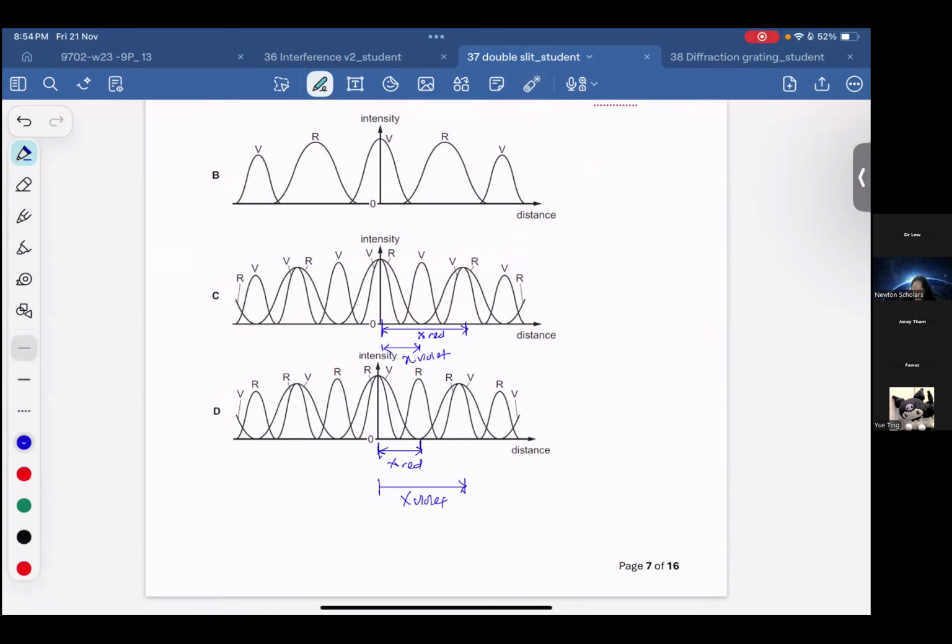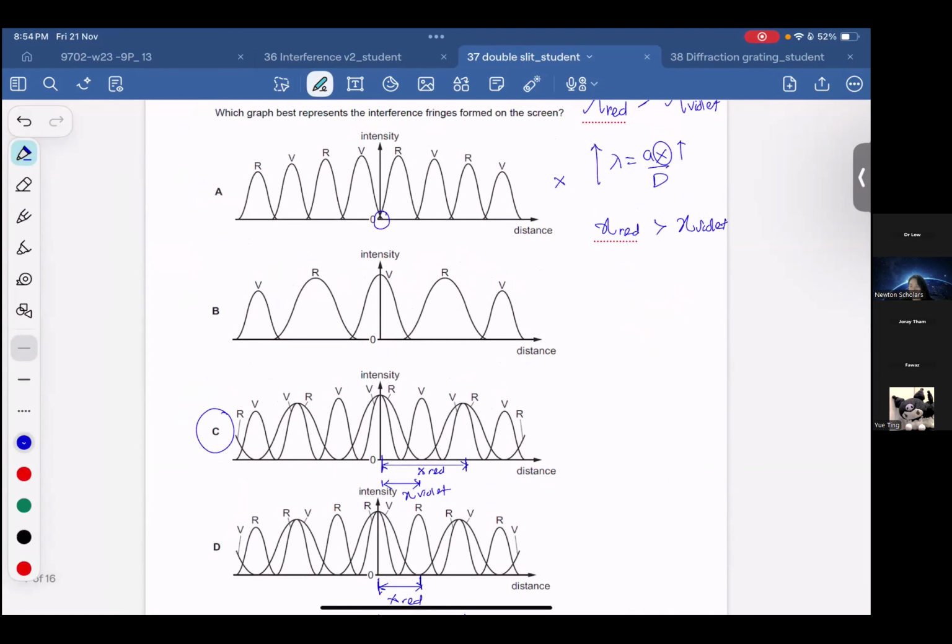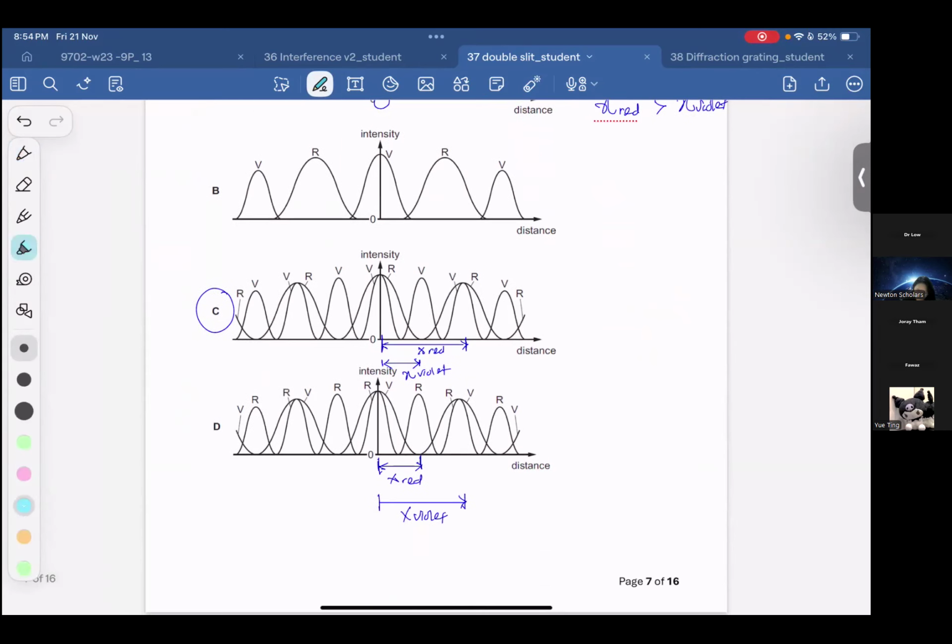Yes, Kai Qian, correct. The answer should be C, dear. Because the wavelength for red color is longer, so the x should be higher also. So at here, can you see that this one is red color? Red until the next red. Then violet. Violet is from here going to here. Violet with shorter x. Is that clear? Is it okay, dear?